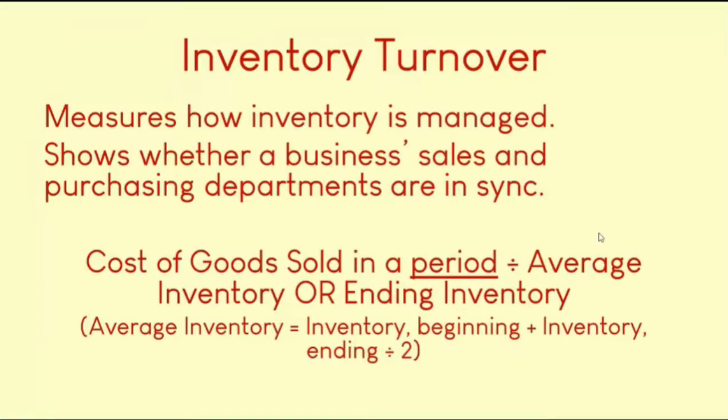So how would we compute for this? We take the cost of goods sold in a period divided by the average inventory, or the ending inventory if the beginning inventory is not available. So average inventory means inventory beginning plus inventory ending divided by 2. We identify the cost of goods sold and the ending inventory and the beginning inventory if that is given. If the beginning inventory is not given, we just use the ending inventory.